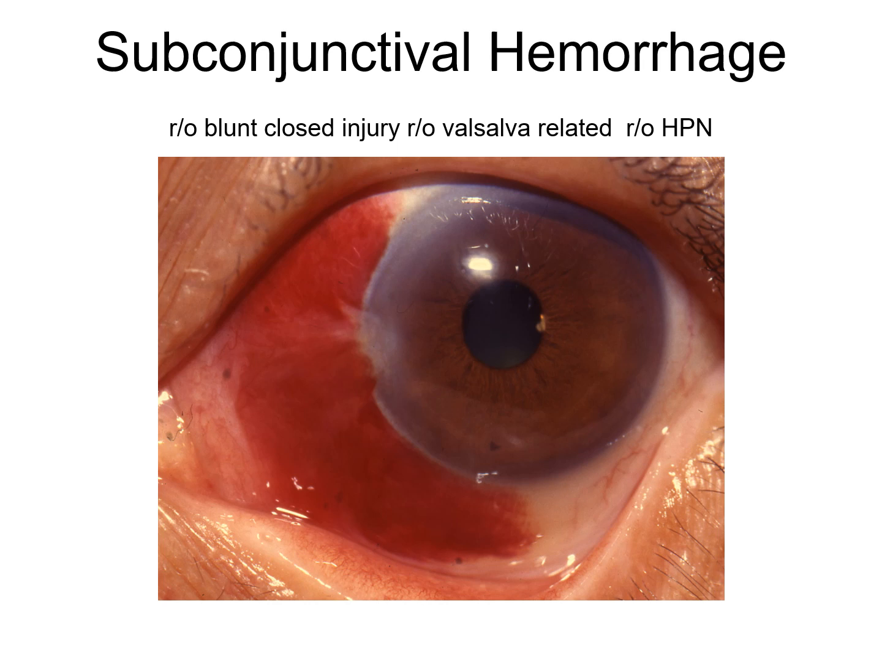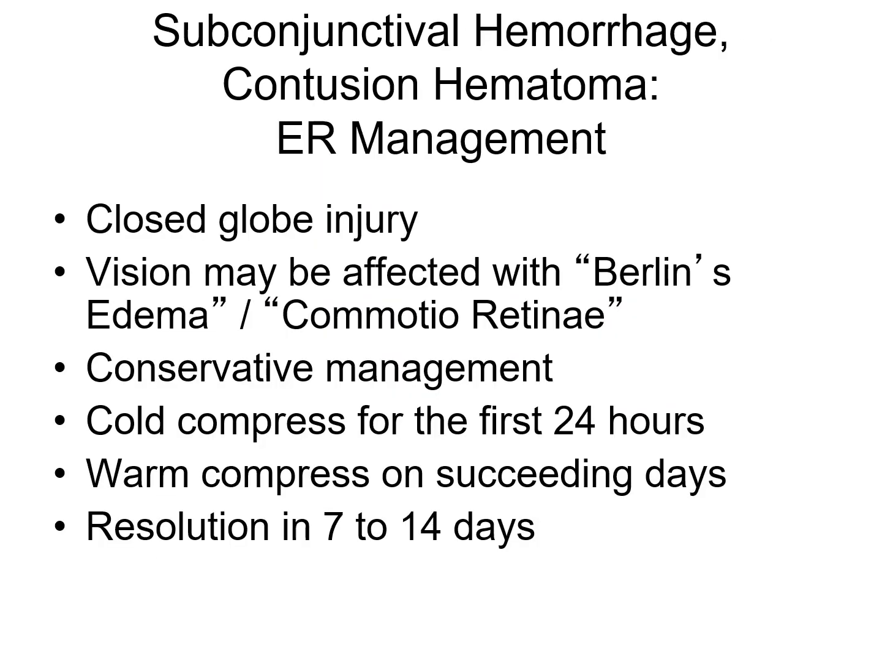Subconjunctival hemorrhages may be safely managed and observed as long as the patient does not have a history of decreased vision as well as a history of high impact globe injury. Management of subconjunctival hemorrhages or contusion hematomas may be conservative. However, we must always advise the patient to watch out for any visual changes that may happen during the healing process.